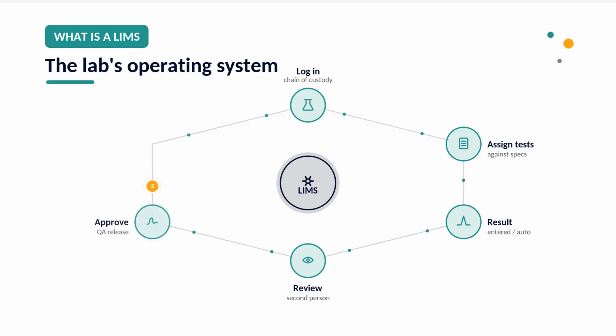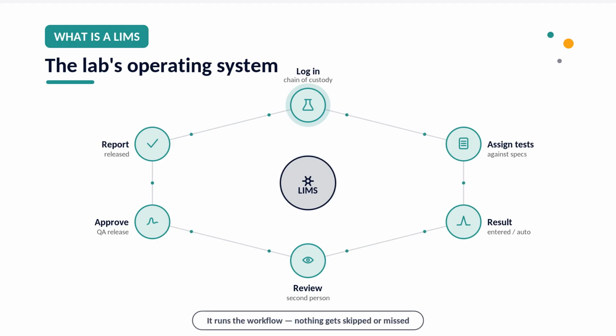And every step of that journey, the scheduling, the stability studies, the reagents and standards, the approvals, is tracked and enforced by one system. The LIMS doesn't just store data. It runs the workflow, so a sample can't skip a required test, and an approval can't be missed. It's the lab's central nervous system.